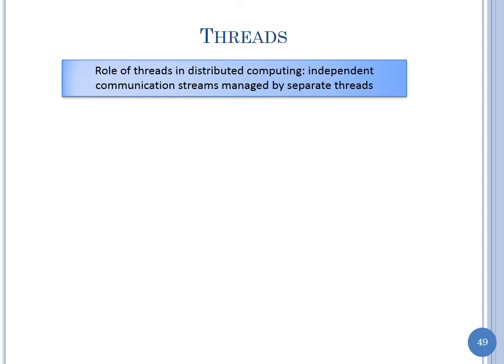What we did in this PowerPoint stack was motivate threads from a distributed computing point of view. And we said that there may be independent communication streams that have to be managed. And since they're independent, it makes sense to not block the whole process waiting for some event to occur in a communication stream. We can have special threads for each communication stream that block on that stream.